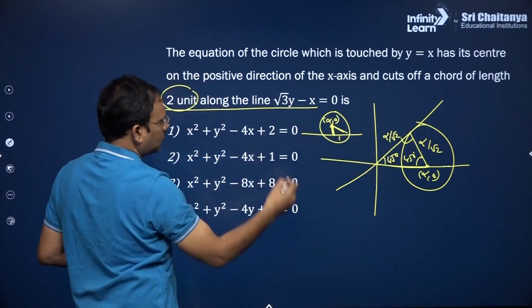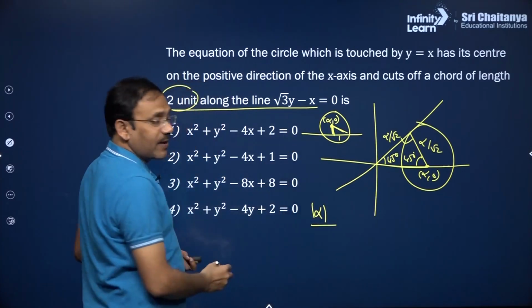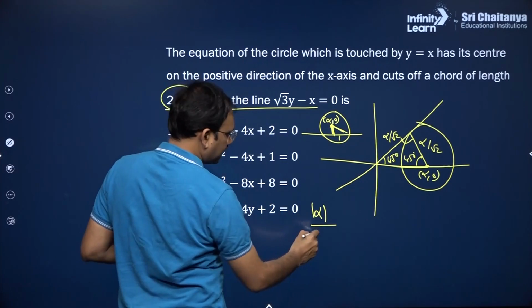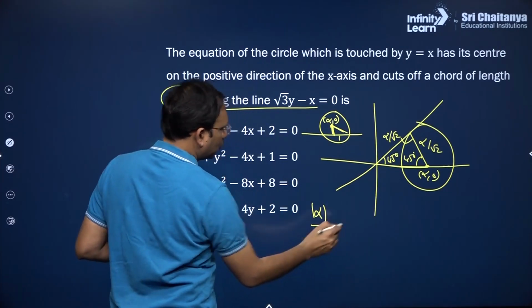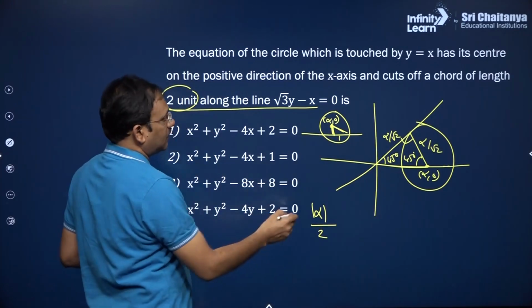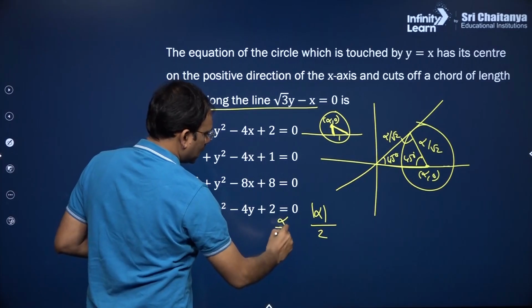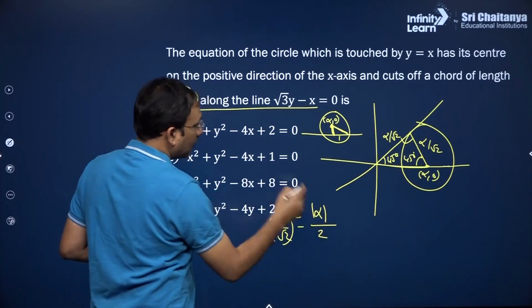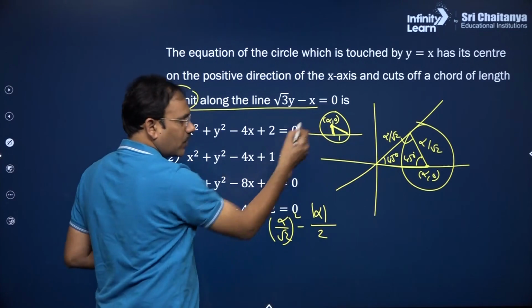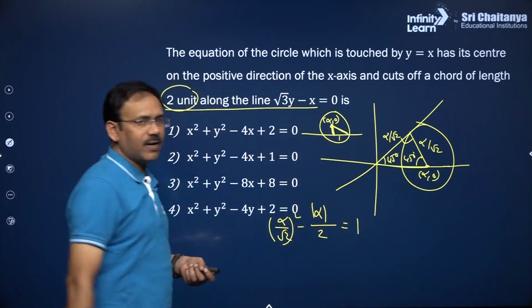Alpha comma 0 to this line perpendicular distance is mod alpha by, friends, root of a square plus b square, which is root 4 is equal to 2. This is going to be this perpendicular distance, friends, and this radius is going to be alpha by root 2. So radius square minus d square, r square minus d square under root is 1. So this is 1, my dear friends.